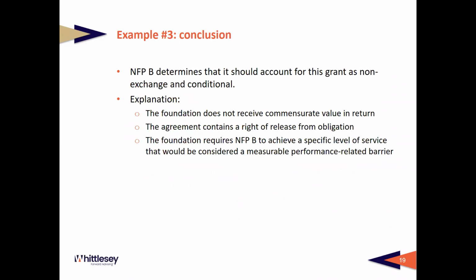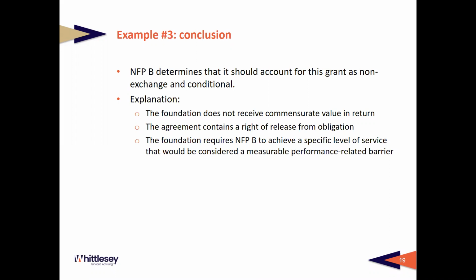So our conclusion is that the nonprofit should account for the grant as non-exchange, which is a contribution, and conditional. The reason for this is the foundation does not receive commensurate value in return. So there's no reciprocal transaction. In addition, the agreement does contain a right of release from obligation. And finally, there is this barrier where the foundation requires the nonprofit to achieve a specific level of service. In other words, a measurable performance-related barrier that is related to the purpose of the agreement.